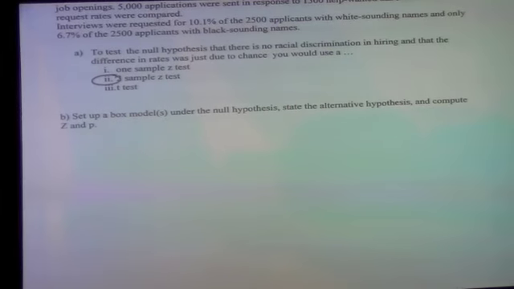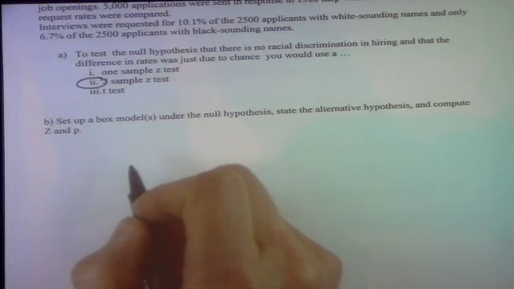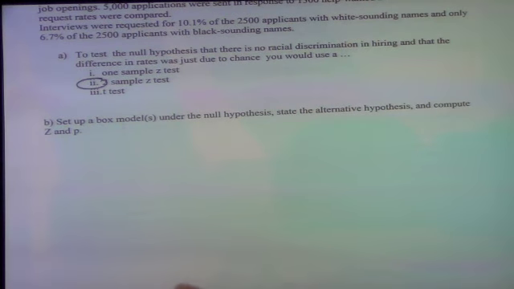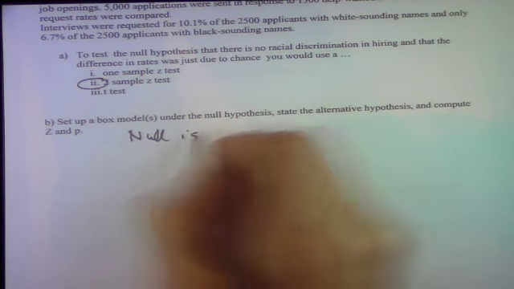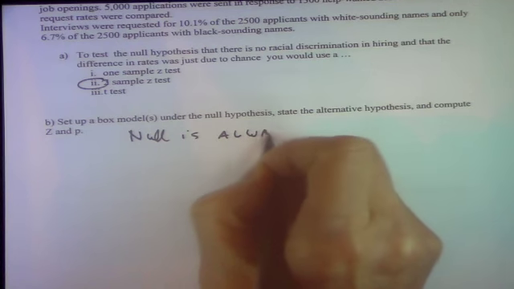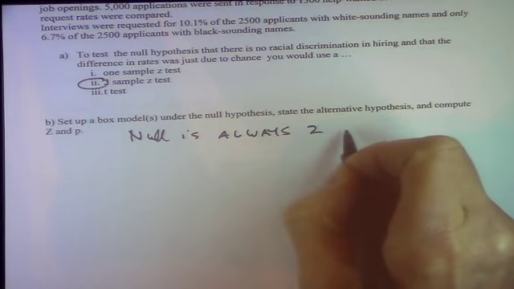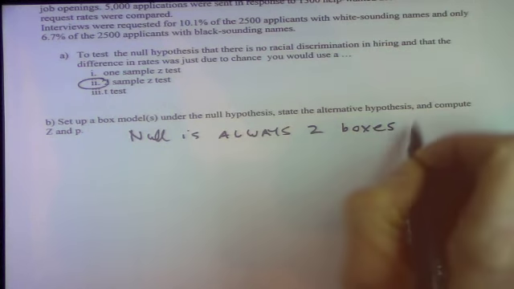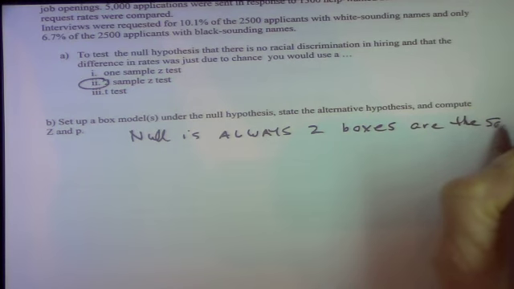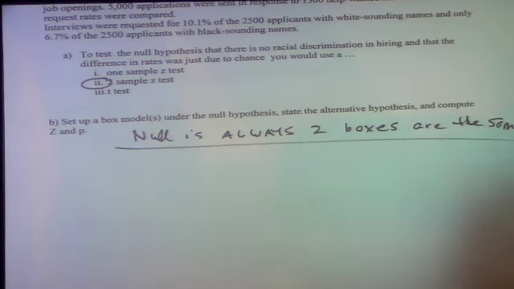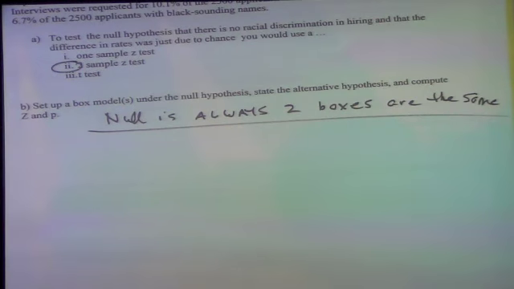Okay, so you said two-sample Z. Now let's go ahead and do this problem. So you set up a box model under the null and the alternative. Now the null is always what? That the two boxes are the same. So in this case, what is it?